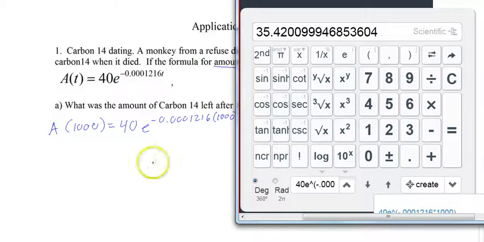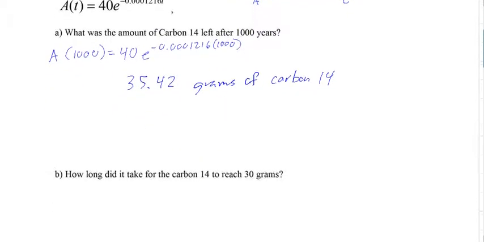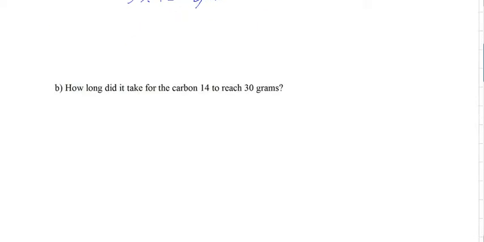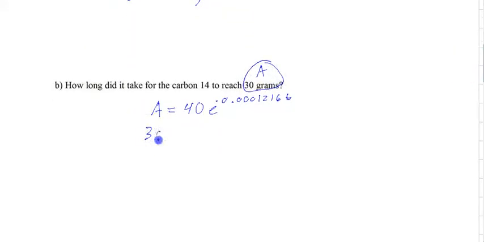So 35.4 grams of carbon-14 are left. So after 1,000 years, there's 35.42. So if you were to find 35.42 grams, you would know that the object is 1,000 years old. So let's see how long it'll take to get to 30 grams. So if we have 30 grams, let's write our formula. That means we're given A here. A is 30. So let's plug in 30.